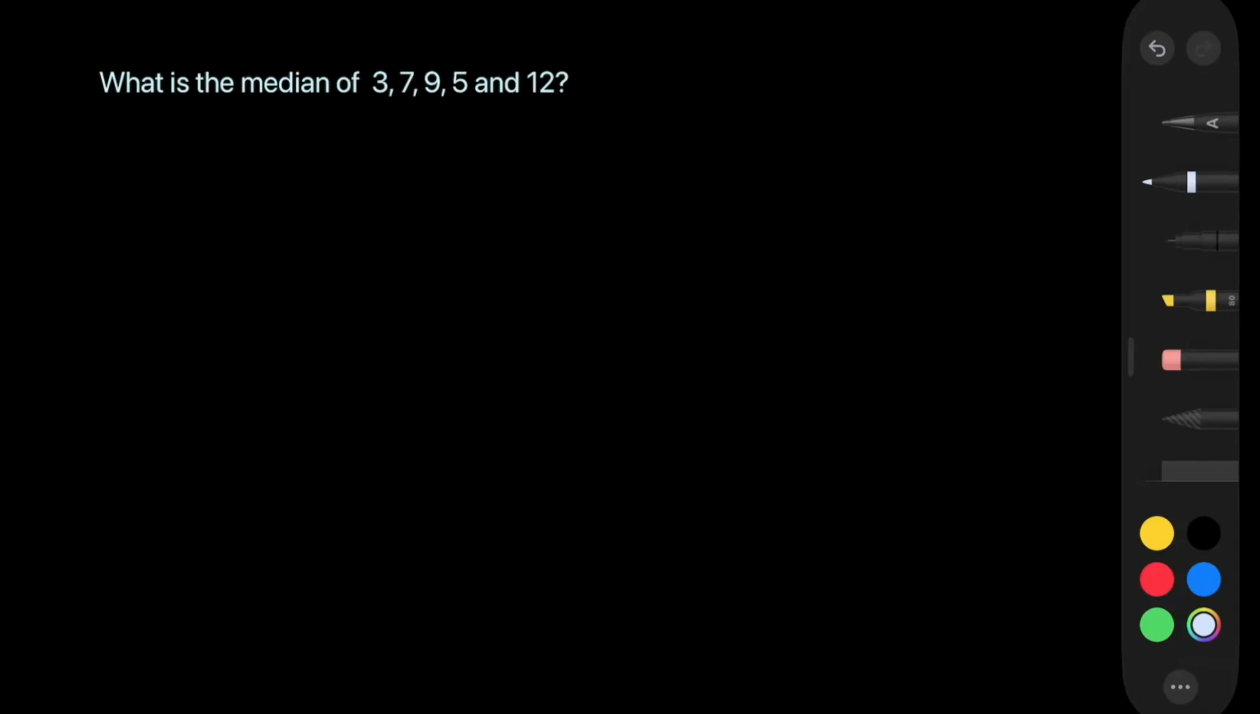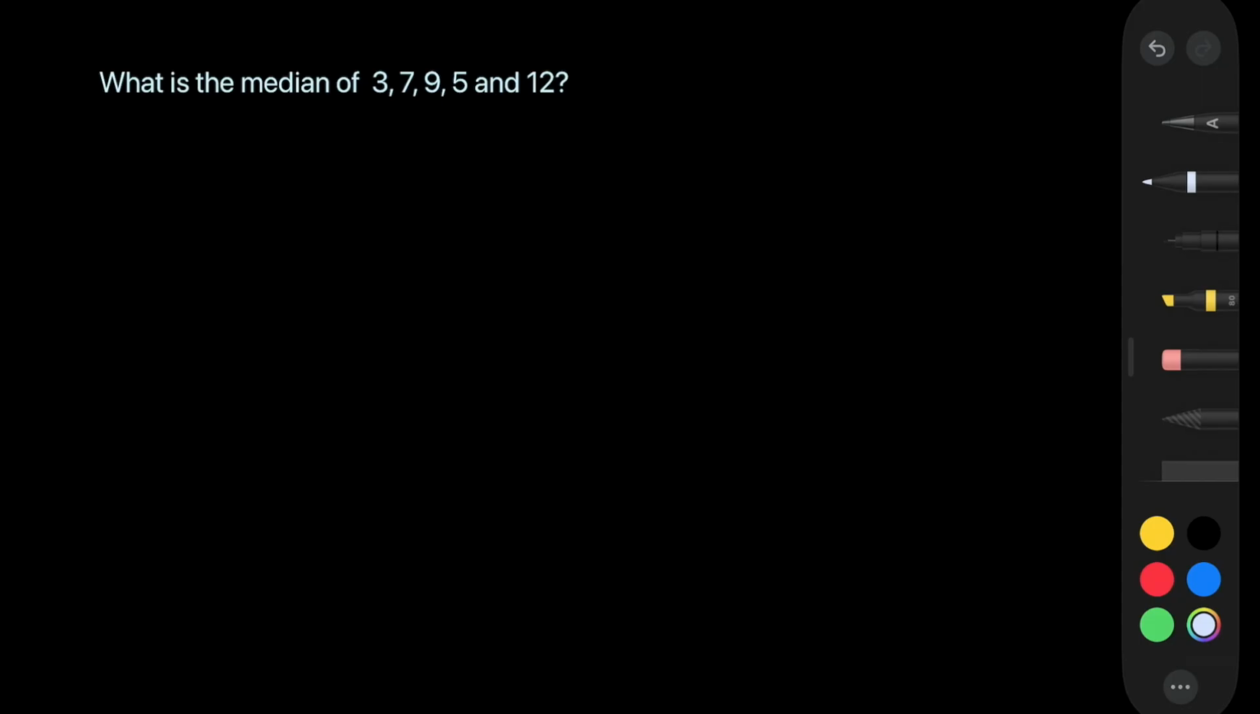What is the median of 3, 7, 9, 5, and 12? So the median of a set of numbers is the value separating the higher half from the lower half of a data sample, a population, or a probability distribution.